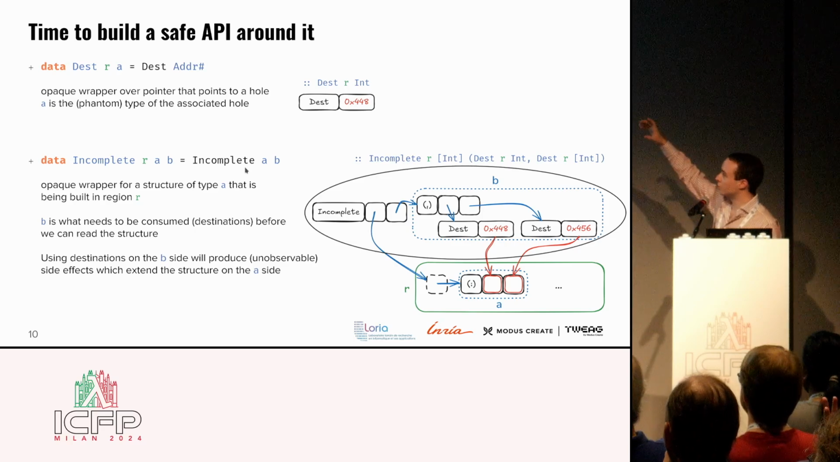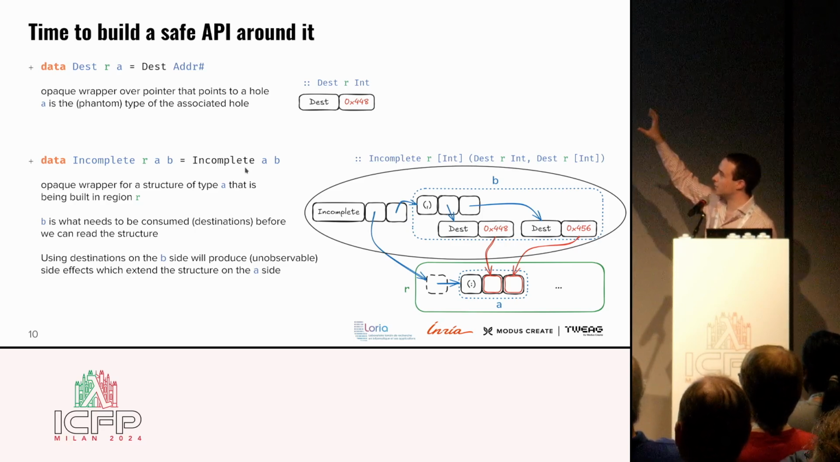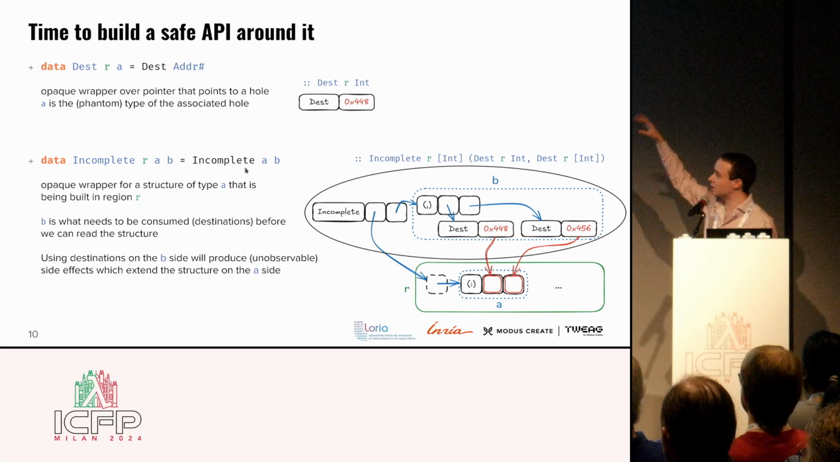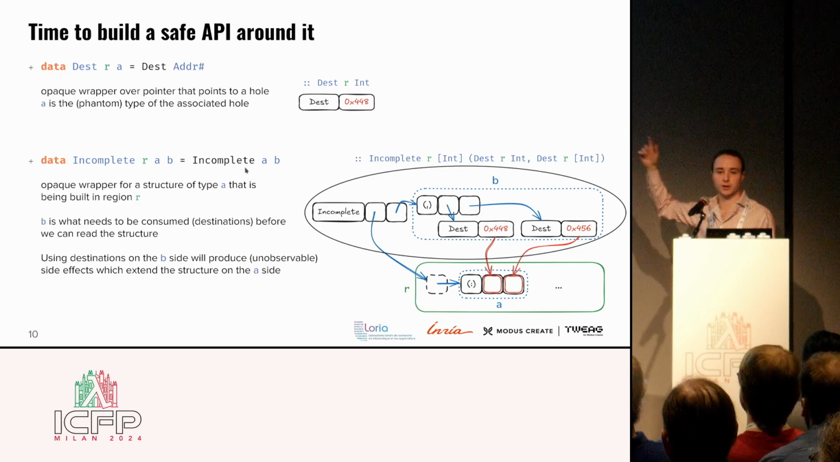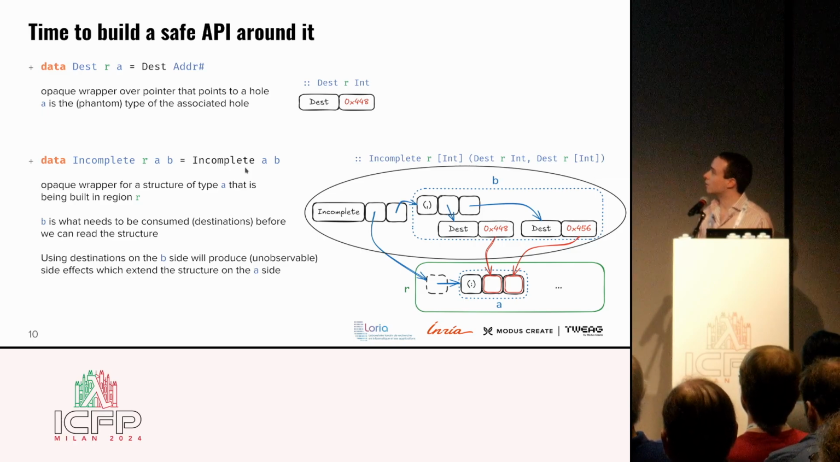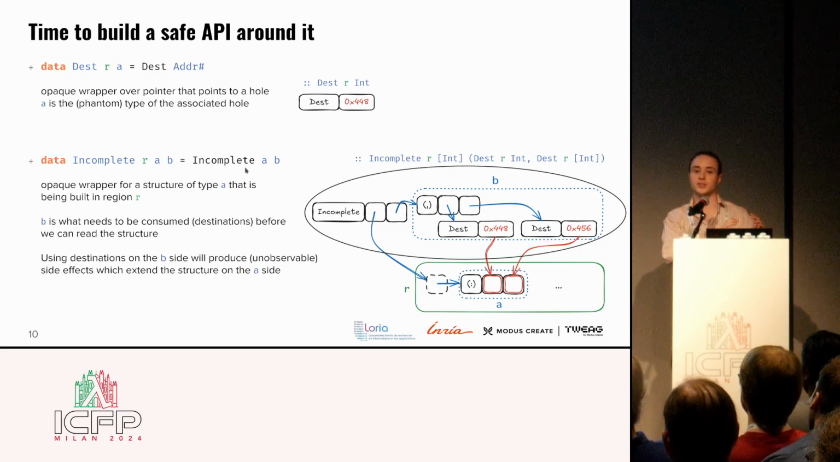And so the Incomplete wrapper itself and the destinations of the B side live in the garbage collected heap, so they can be collected fast. But the A side lives in the region and will be the thing that persists in memory at the end of the building.